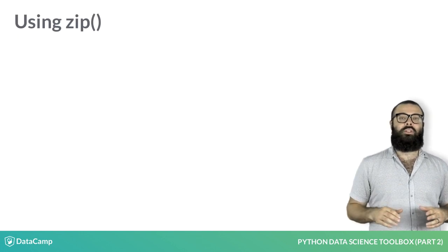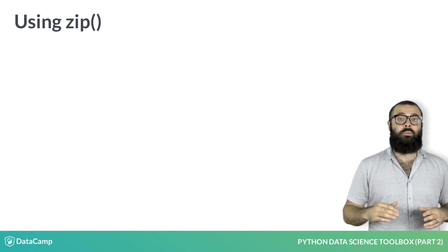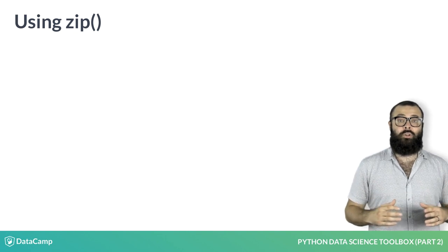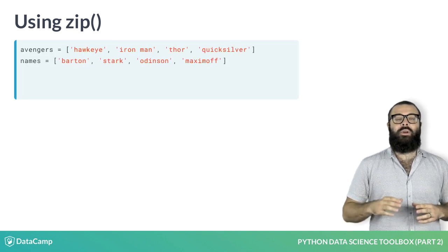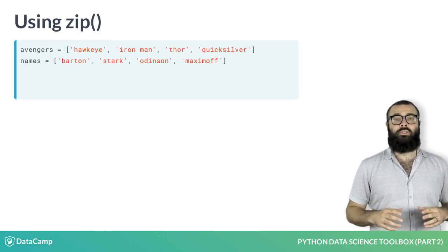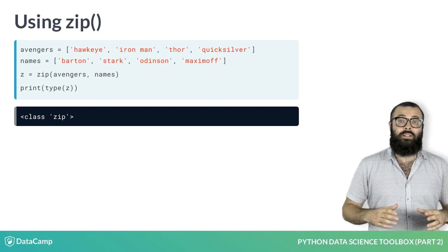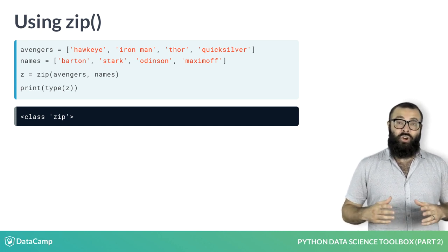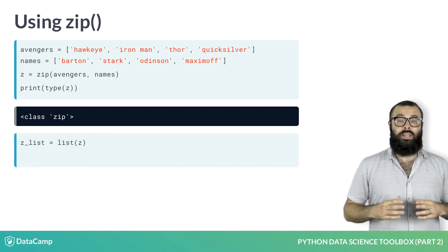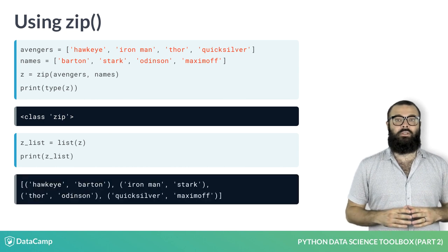Now, let's move on to zip, which accepts an arbitrary number of iterables and returns an iterator of tuples. Here we have two lists, one of the avengers, the other of their names. Zipping them together creates a zip object, which is an iterator of tuples. We can turn this iterator of tuples into a list and print the list.